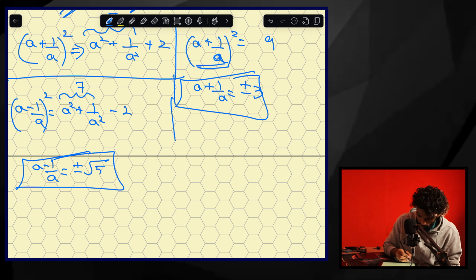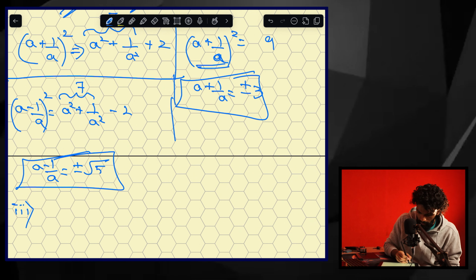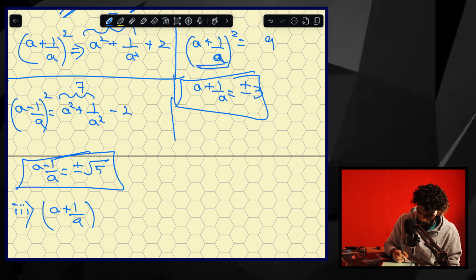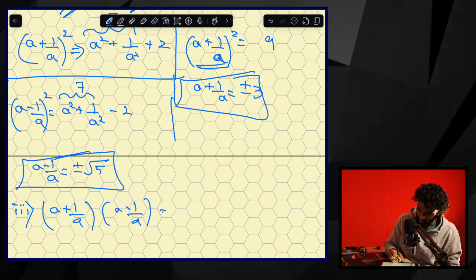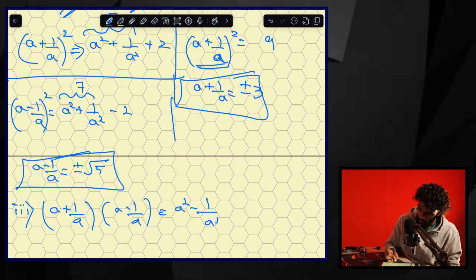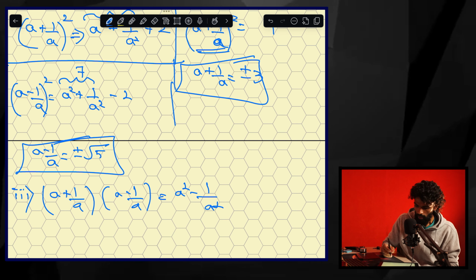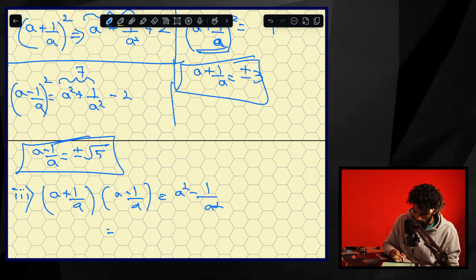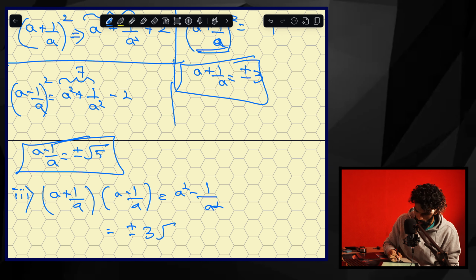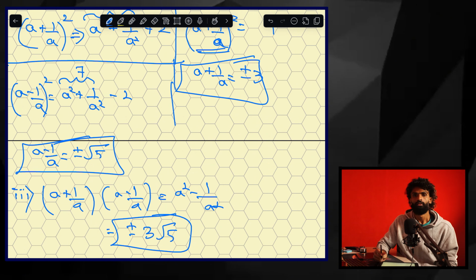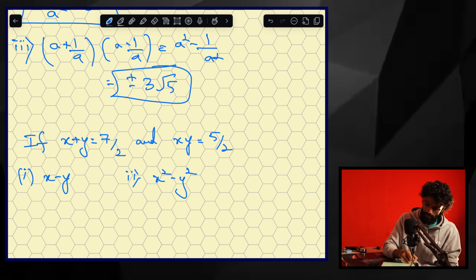So for the third one, I apply (a plus b) into (a minus b), which is nothing but (a plus 1 by a) into (a minus 1 by a), gives me the third sub question, a square minus 1 by a square. Okay. So a plus 1 by a, the answer is plus or minus root 3 root 5. So the answer for the last one will be plus or minus 3 root 5. Remember that. That's your answer for the first question. Second one, interesting one.